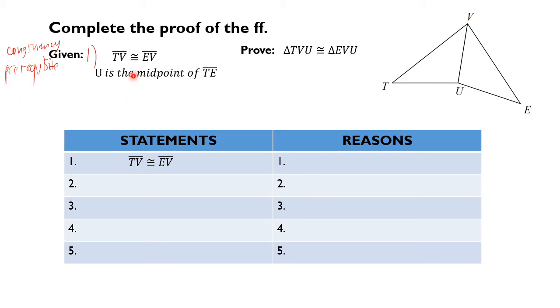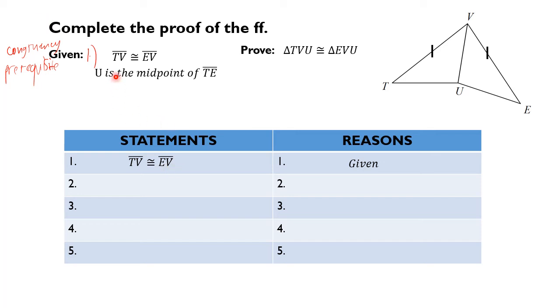Now here, since the first given states congruency, mark the following. Automatically, side TV is congruent to side EV. Okay? So, in that case, our reason is given. Automatic point na yun. So, hindi tayo masi-zero dito. Now, let's move on to the second.